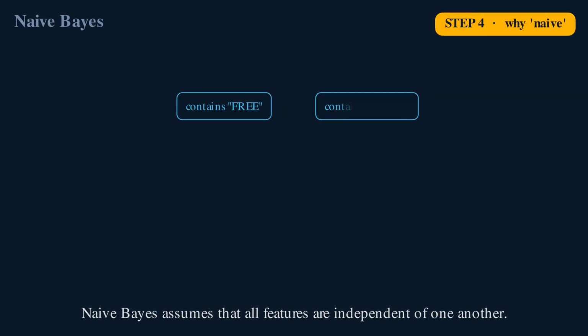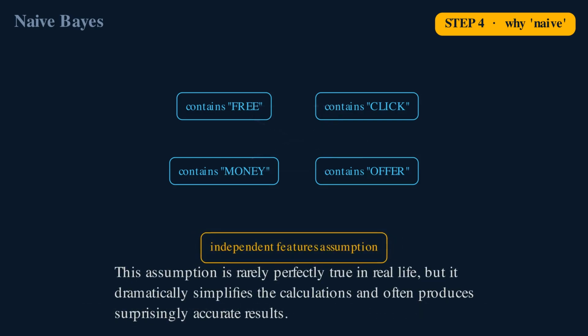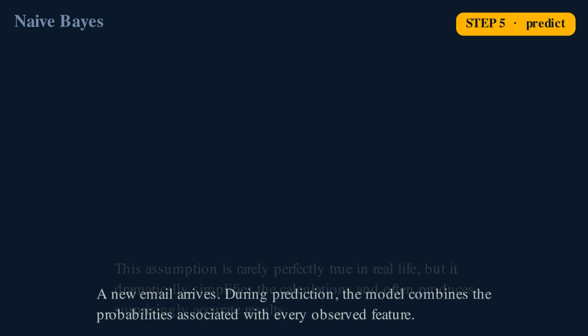Naive Bayes assumes that all features are independent of one another. This assumption is rarely perfectly true in real life, but it dramatically simplifies the calculations and often produces surprisingly accurate results. A new email arrives.